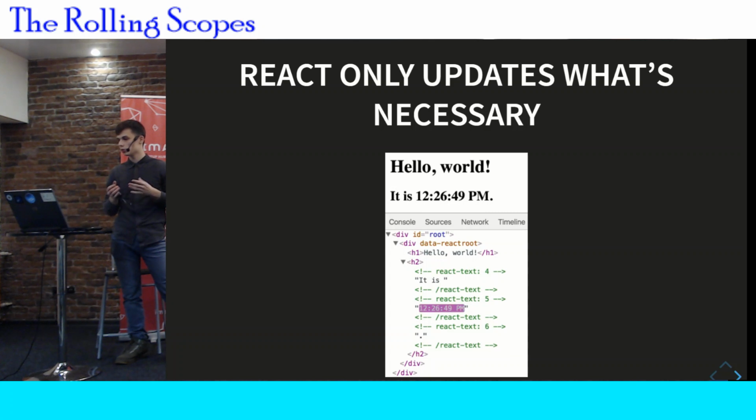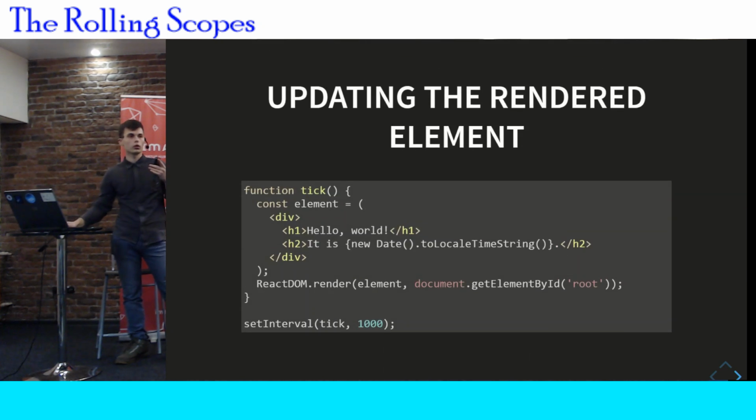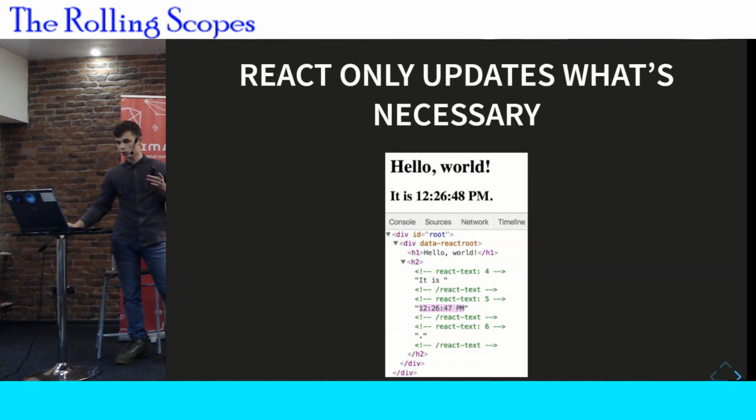React only updates what is necessary. We described the whole UI tree in the previous slide, but React only updates the text node with the time. How does ReactDOM work? It compares the element and its children with the previous one, and only updates the DOM where it's necessary. This is how it works.